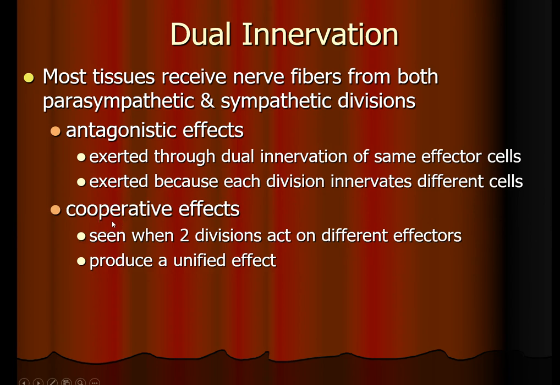We can have cooperative effects when the two divisions act on different effectors to produce a unified effect. Saliva, producing saliva in your mouth. There's two things you really produce. You produce mucus and you produce the saliva, okay, when your mouth waters. So sometimes they both can be firing, and that'll produce that when your mouth is watering. You know, maybe for Easter you went somewhere and somebody was making some good food and your mouth starts watering. That can be both divisions working together, okay?